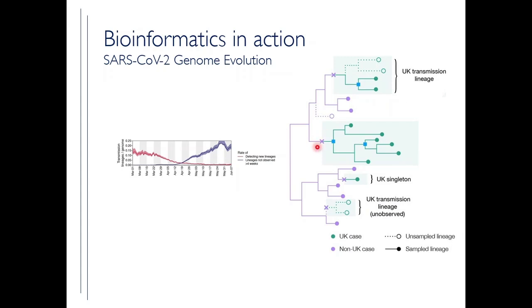And they also looked over time. So if you look on the left-hand side here, you can see that very early on, in March, April, May, they were detecting lots of new lineages. And actually, as we progress into April, May, that very much died off, in that there were fewer importation events during that time, most likely because of the lockdown.